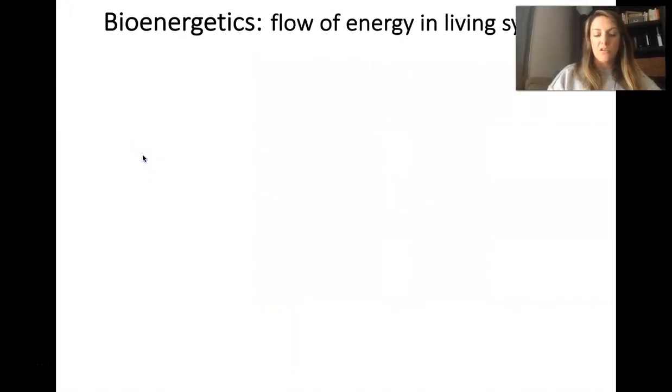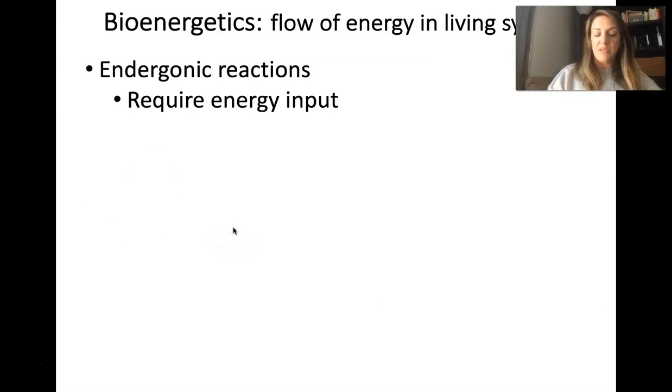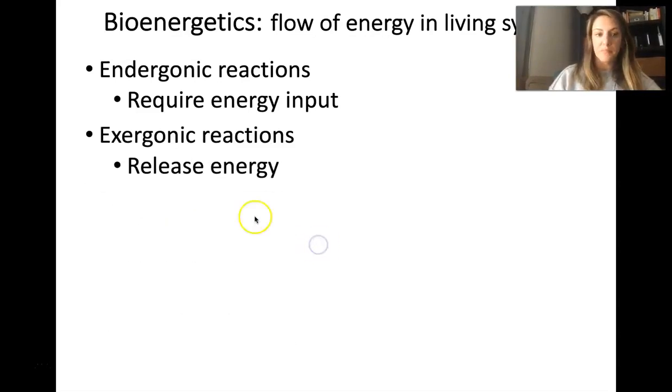Okay. So this chapter, we're thinking about something called bioenergetics, the flow of energy in living systems. Okay. And we said we had to think about energy, right? So you have to think about endergonic reactions, reactions that require energy input, and exergonic reactions, those that release energy. And some of you are saying, "Oh, this is physics." Yeah, it's physics. We're based in physics, right? We have to abide by the rules of physics in biology. Okay, and so we've got reactions that require energy and reactions that release energy.